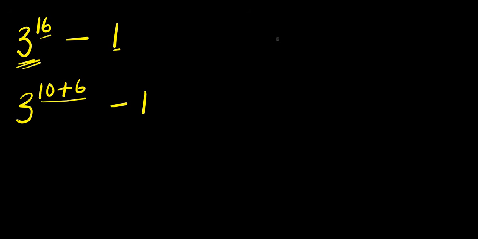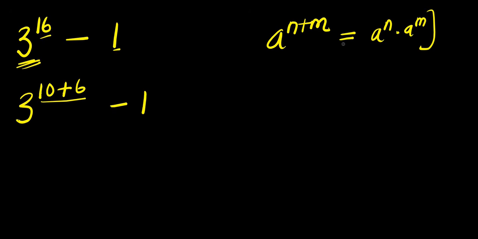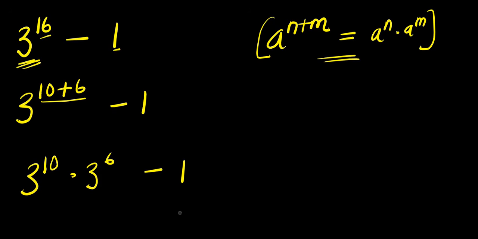So from here, you have a power n plus m, which equals a power n times a power m. So we are going to apply this right here. We have 3 to the power of 10 times 3 to the power of 6 minus 1.